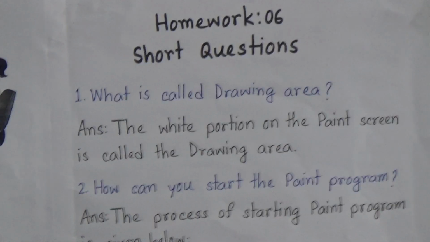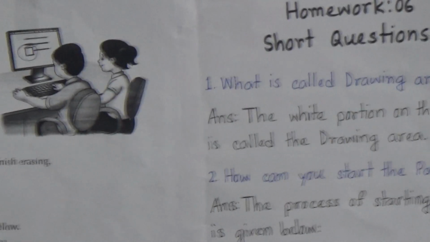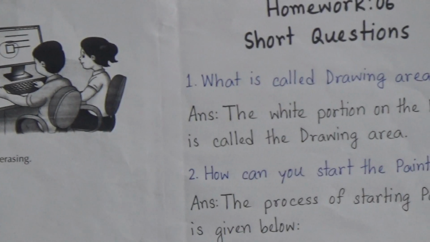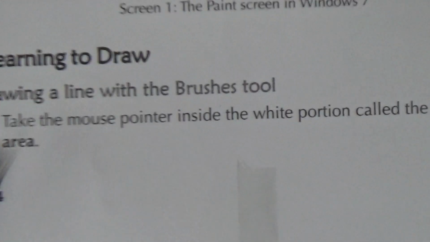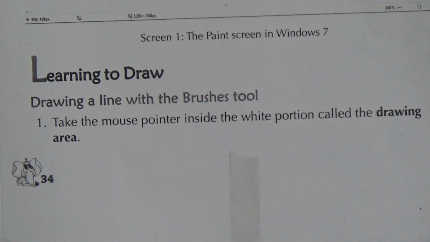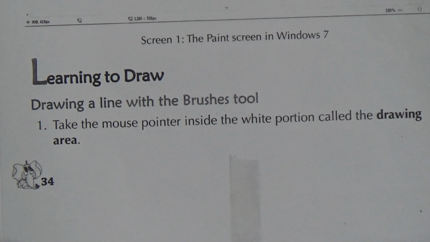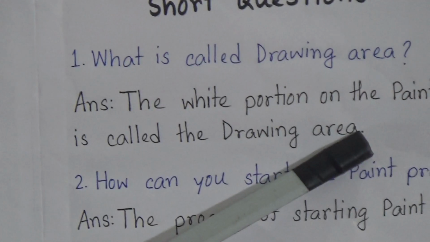We have learned it. Now look page number 34. The white portion is called the drawing area. So what will be our answer? The white portion on the paint screen is called the drawing area.